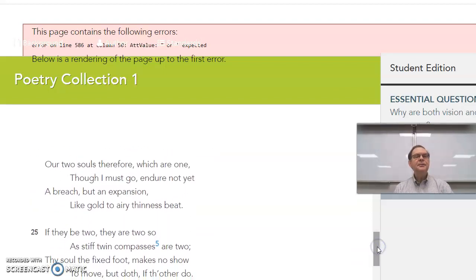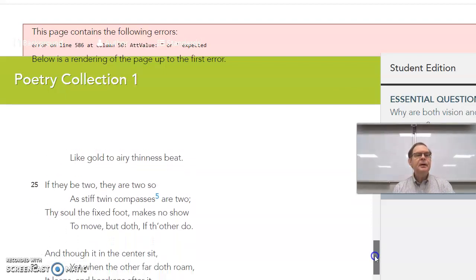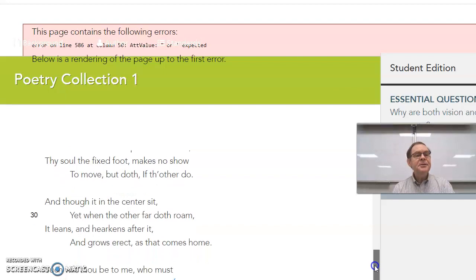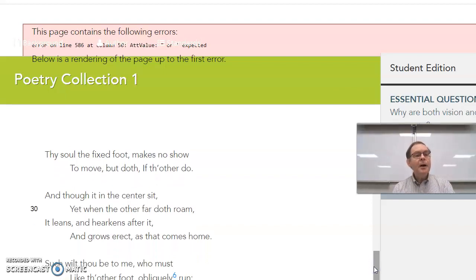Our two souls, therefore, which are one, though I must go, endure not yet a breach, but an expansion like gold to airy thinness beat. So there's the gold image. Here's the compass image. If they be two, they are two so as stiff twin compasses are two. Thy soul, the fixed foot, makes no show to move, but doth of the other do. And though it in the center sit, yet when the other far doth roam, it leans and hearkens after it, and grows erect as that comes home.